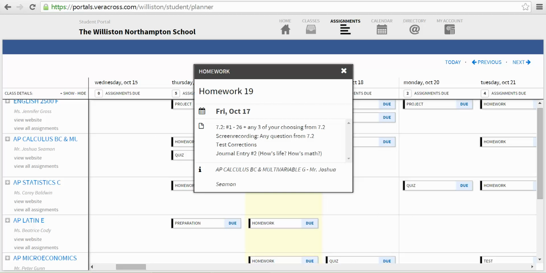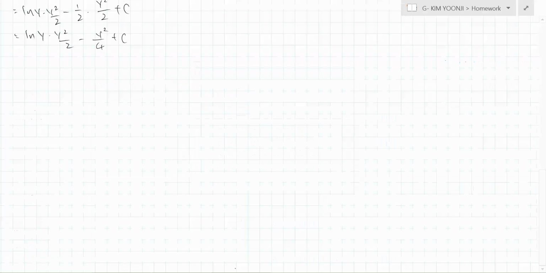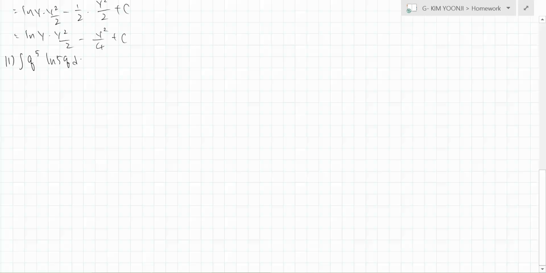Okay, 11. The integral of q to the 5 ln 5q dq. So u and then v prime. u equals ln 5q. So v prime equals q to the 5. That makes v equal q to the 6 over 6, and u prime is 1 over 5.